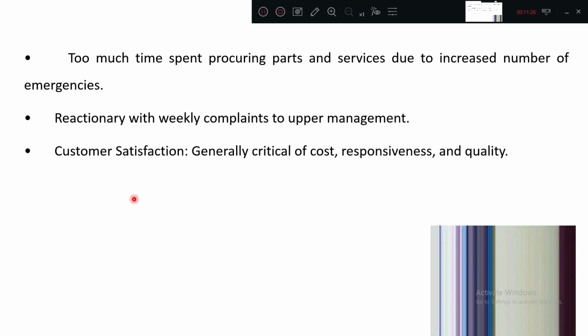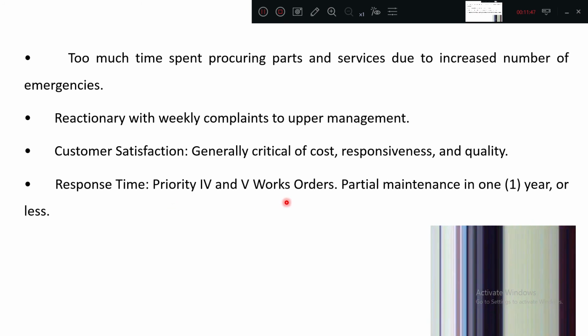Customer satisfaction, generally it is critical of cost, responsiveness and quality. It means what? Customer satisfaction is not going to take place in a broader way. Only code requirements are met, and according to the money spent, the satisfaction will be provided.